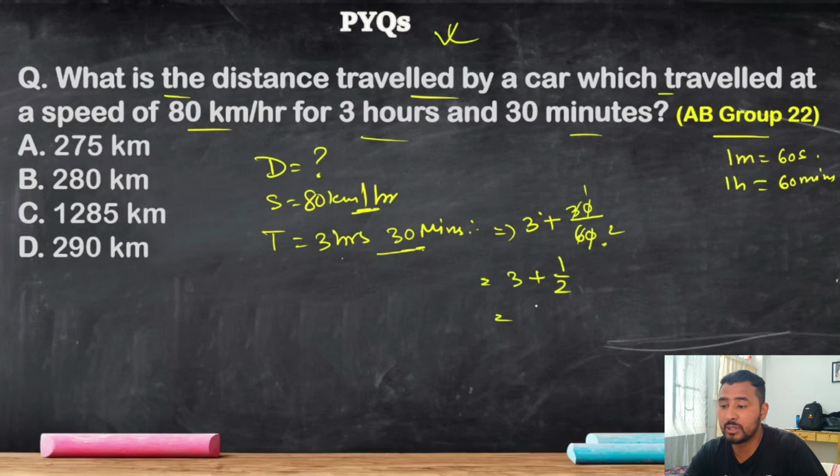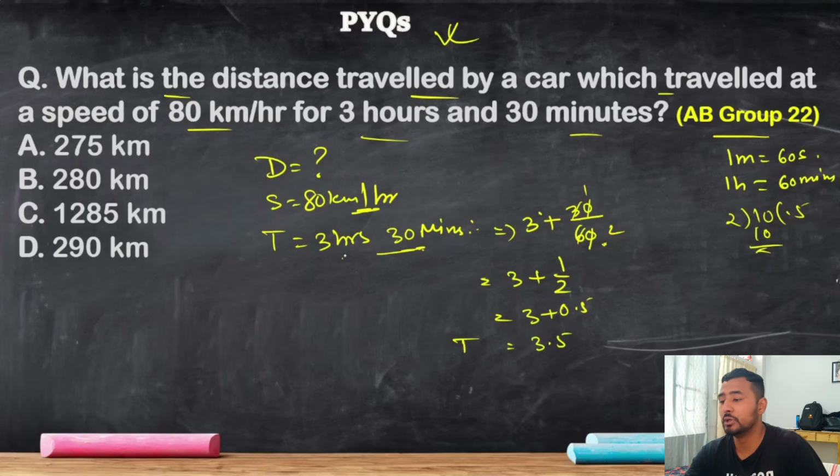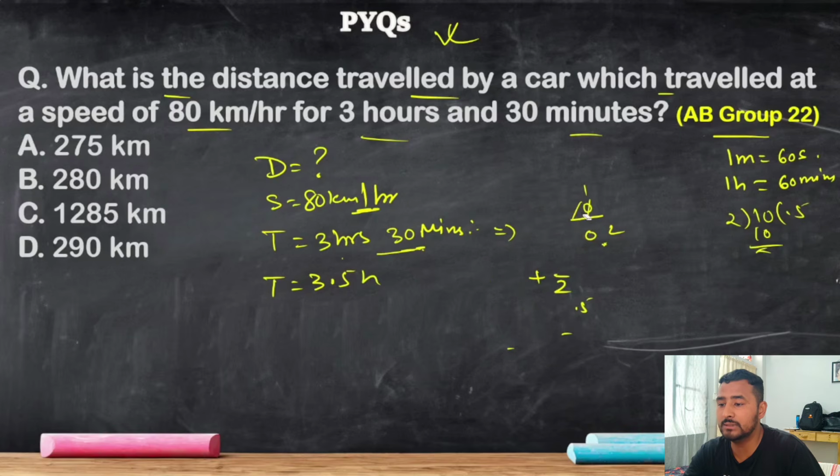Now 1 by 2, if you divide, you get 0.5. When you add this, you get the time as 3.5. Clear? We got the time. T is equal to 3.5, and this will be in hours. Now what do we need to find? We need to find the distance.